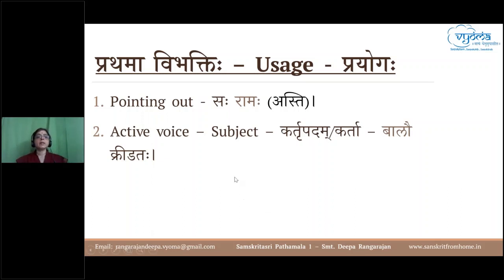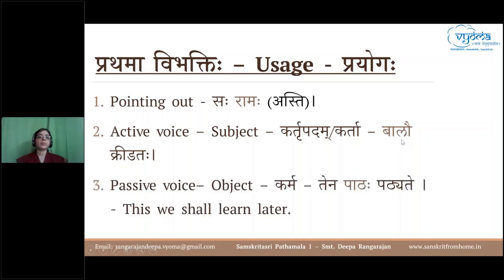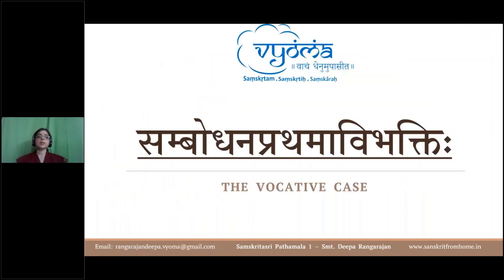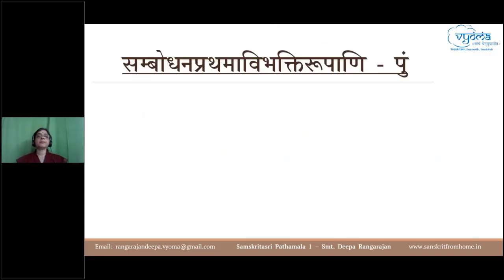Active voice. In active voice, the Kartripadam, the person who is performing the action, or the Karta, is in Prathama Vibhakti. Here we have Balau Kridataha. Two boys are playing, so the action is done by the two boys. So that forms the subject. In passive, the object is in Prathama. That we will see later. It is not for now.